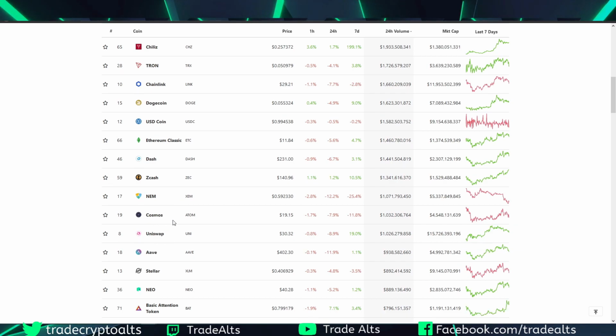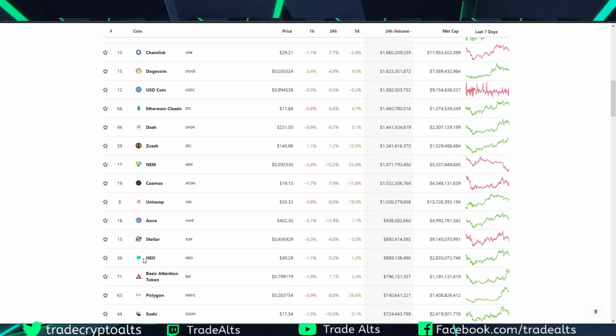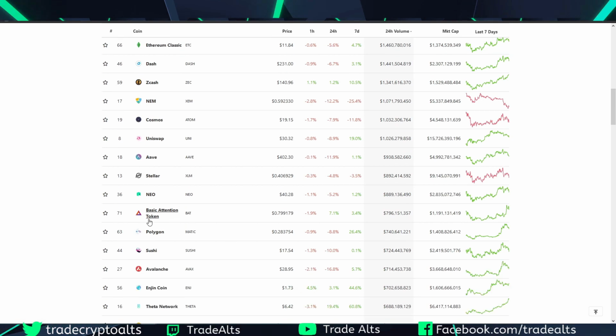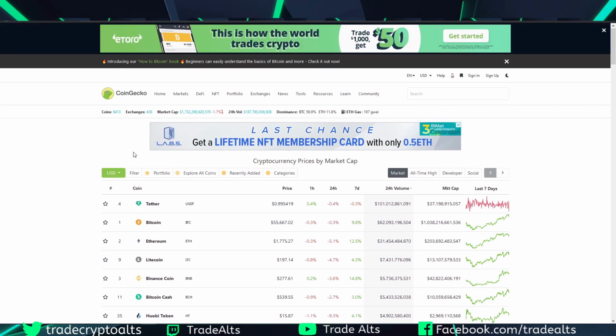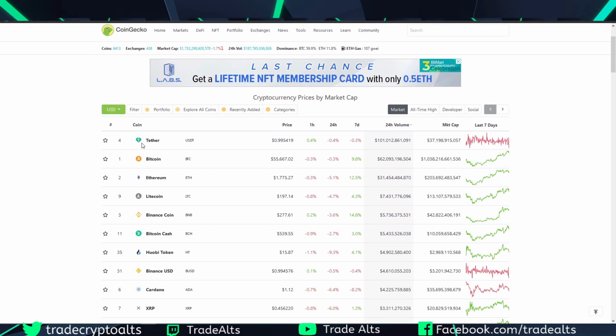Uniswap, Cosmos, these are also ones that I trade. Aave, Neo, BAT, basic attention token right here, all in the upper tier projects. And these numbers, you can even sort them by number. But I get a little worried when I see projects that are outside of the top 200 coins. When you start to get to the smaller cap stuff, the risk picks up for sure. So that's just something to keep in mind. But that is how I look at trading volume.